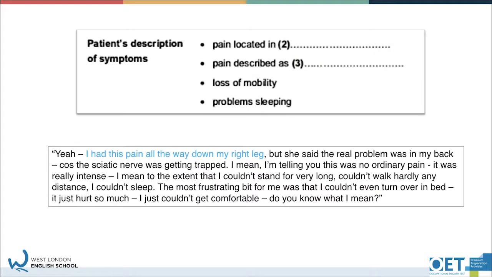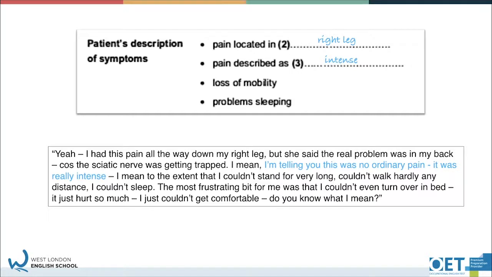Question number 2, the patient said, I had this pain all the way down my right leg. And that was the part of body that you needed, right leg, just 2 words. The adjective for number 3 to describe pain, the patient said, I'm telling you, this was no ordinary pain. It was really intense. And that was the answer, intense.